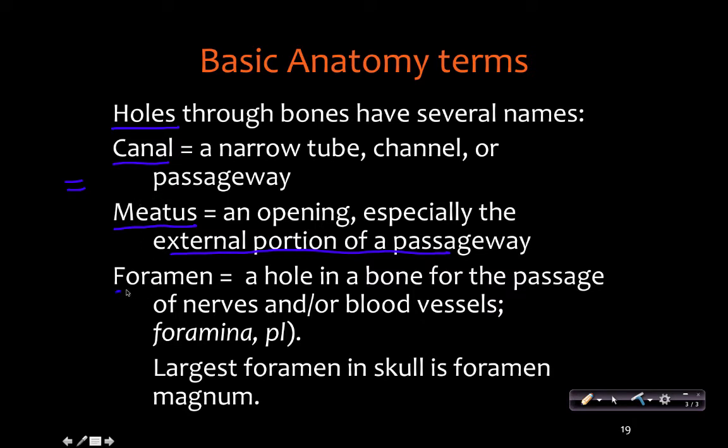Now, foramen, with the plural foramina, is usually a much smaller hole that typically allows nerves or blood vessels through it. So there are many foramina in the cranial skeleton that allow all the various nerves and blood vessels to go to and from the brain. There is one really, really big foramen in the skull, and here's why we know it's big: magnum, the foramen magnum.